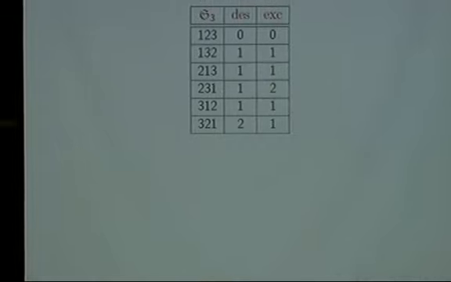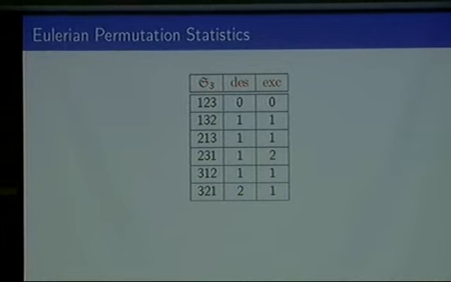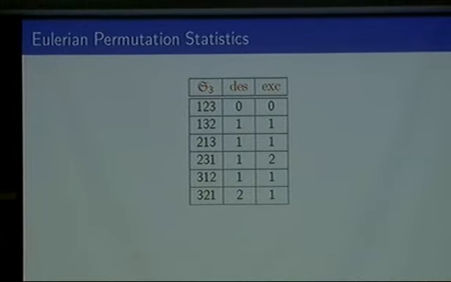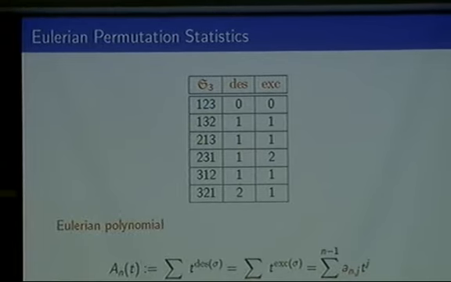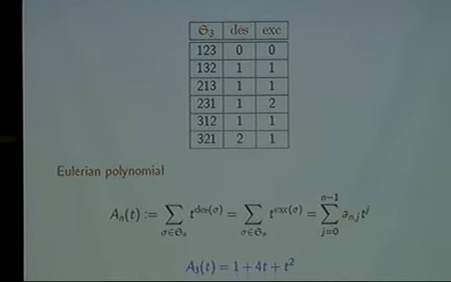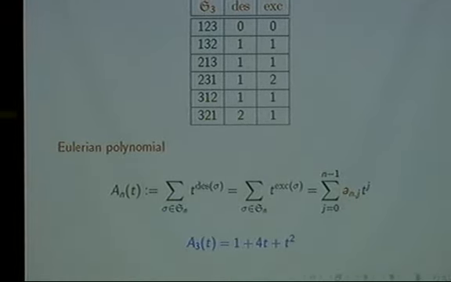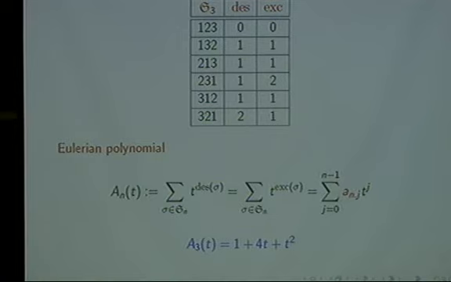But if we look at the distribution on the symmetric group for descents and exceedances, we see that there's 1, 4 in both columns, 1 in both columns, so descents and exceedances are equidistributed. And so these polynomials are the same, and they're called the Eulerian polynomials. And these coefficients are called the Eulerian numbers. And here's the Eulerian polynomial when n is 3. There's 1, 4, and 1.